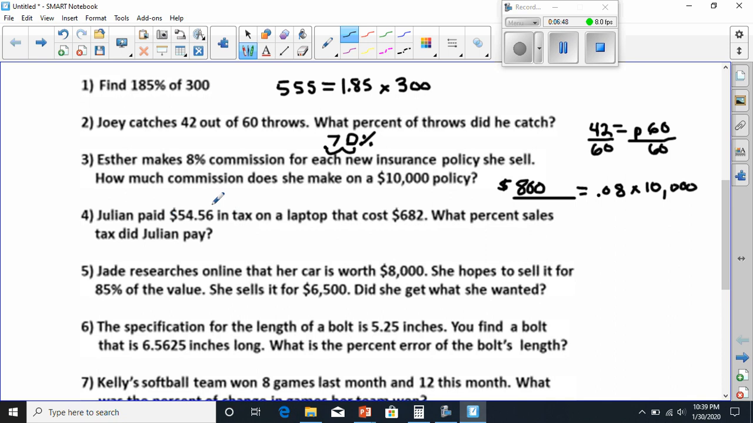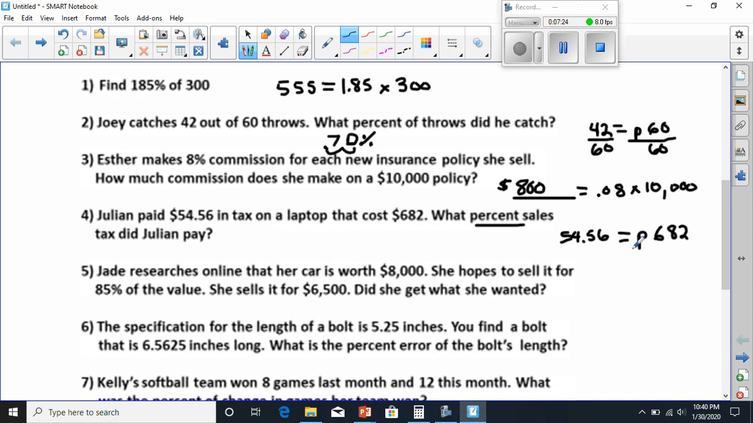Once again, we've got 2 numbers here, right? The part of this amount was sales tax. So once again, we can take 682, that's the whole. We're going to multiply it to P because that's the percent we're looking for. What percent is sales tax? It doesn't say percent of change or percent of error. It says what percent is sales tax. And that's got to equal $54.56.